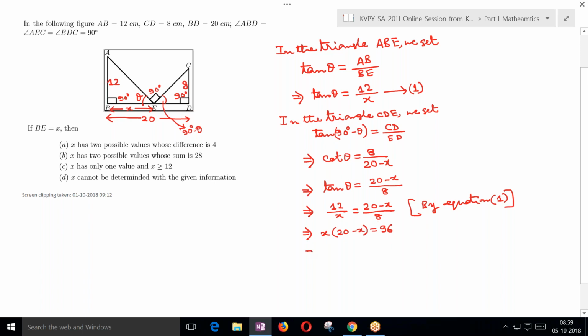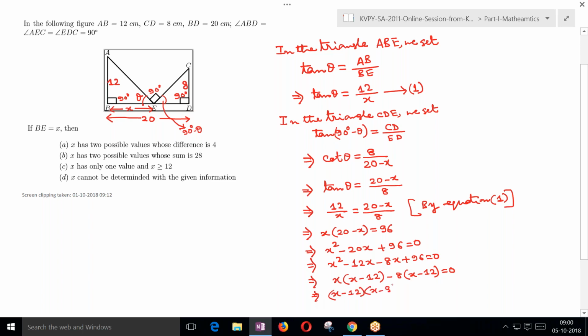So that implies x square minus 20x plus 96 is equal to 0. So that we can have a middle term factorization, x square minus 12x minus 8x plus 96 equal to 0. From here we can take x into x minus 12 minus 8 into x minus 12 is equal to 0. This implies x minus 12 into x minus 8 equal to 0. From here we get the value of x is equal to 12 and 8.